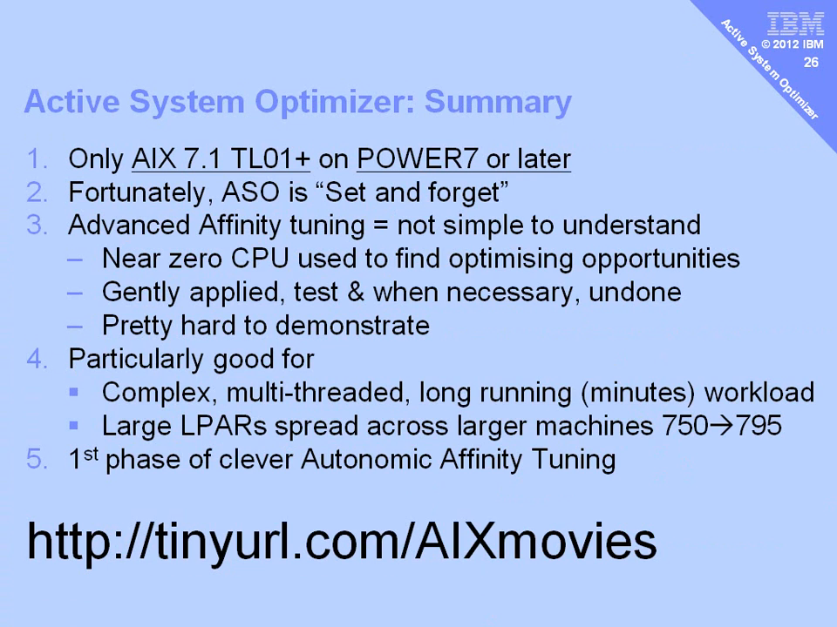Here's my little summary: AIX 7 Tier 1 and Power 7 or above. Fortunately it's largely set and forget. You can switch this on and just look at the logs now and again to see what it's up to. Advanced tuning, certainly not simple to understand some of these affinity options that it's using. It fortunately uses near 0 CPU when it's running, so it's not going to cost us anything to switch it on, and it gently applies these things, tests that it's actually making an improvement, and where necessary it undoes them, or if the workload changes later on.